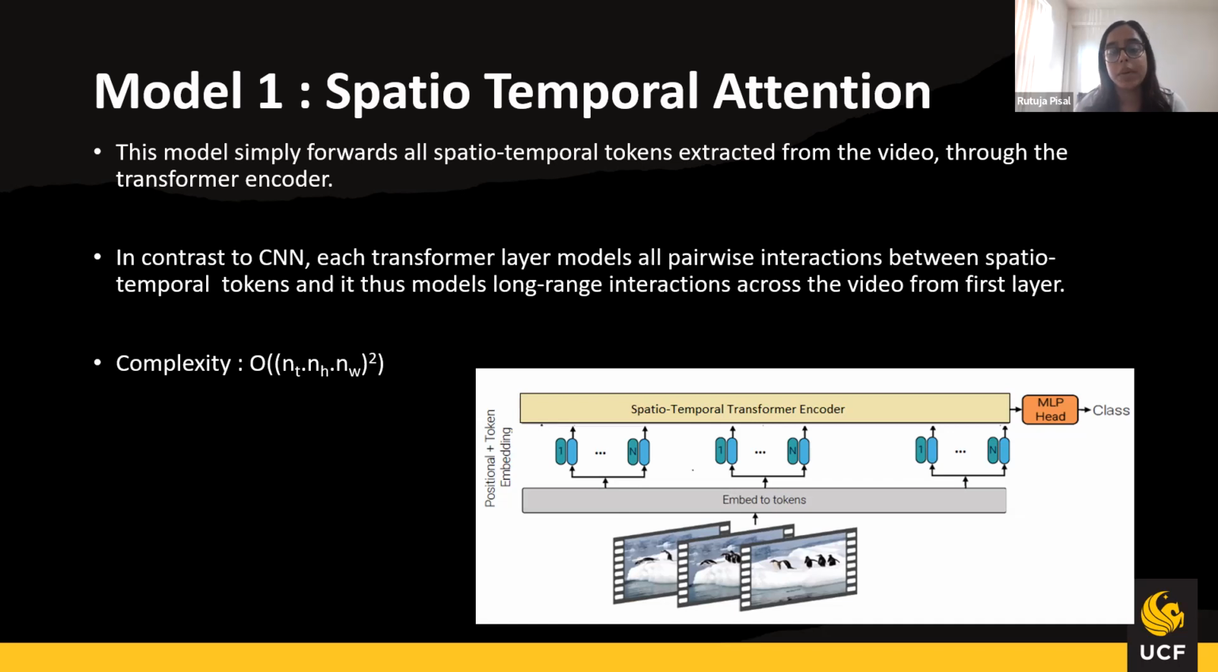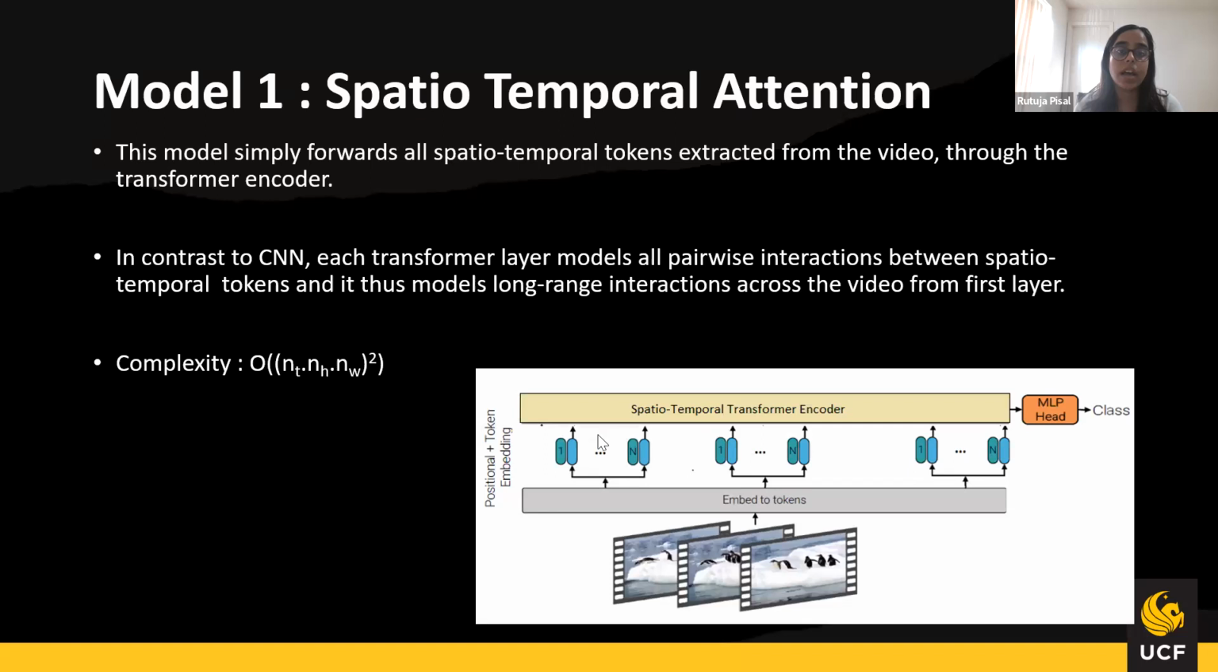So the first model that we will be looking into is the spatiotemporal attention model. In this model, it basically takes tokens from all the frames and passes them through the encoder, just like the vision transformer, that is the ViViT.